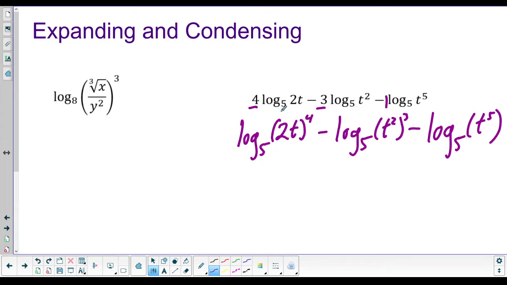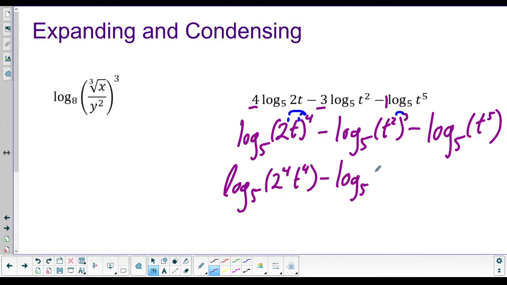All right, now we need to clean up these exponents a little. These exponents need to be distributed to the interior exponents. So this is going to turn into log base 5 of 2 to the fourth power t to the fourth power, minus log base 5 of t to the sixth power, because we're multiplying our exponents, minus log base 5 of t to the fifth power. We'll clean up this coefficient probably in our next step.